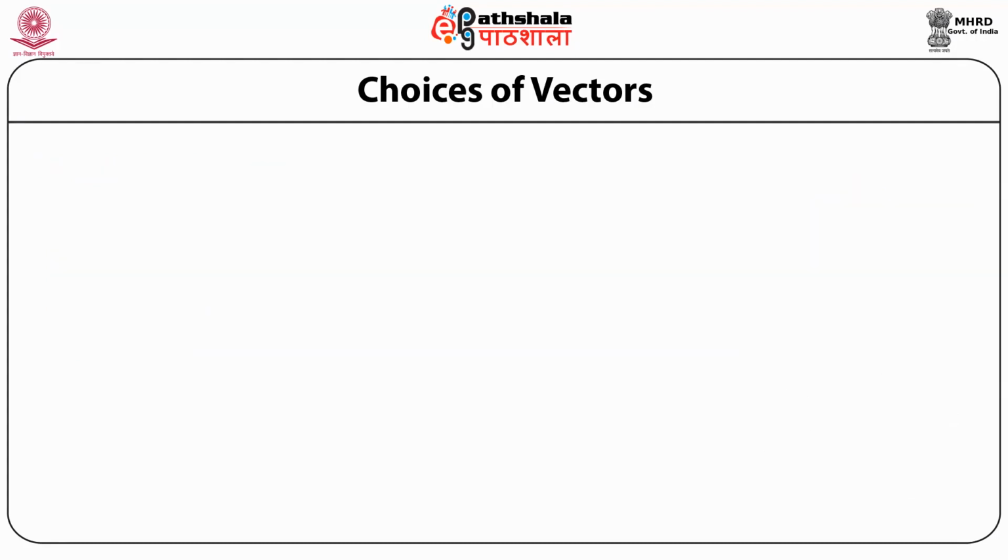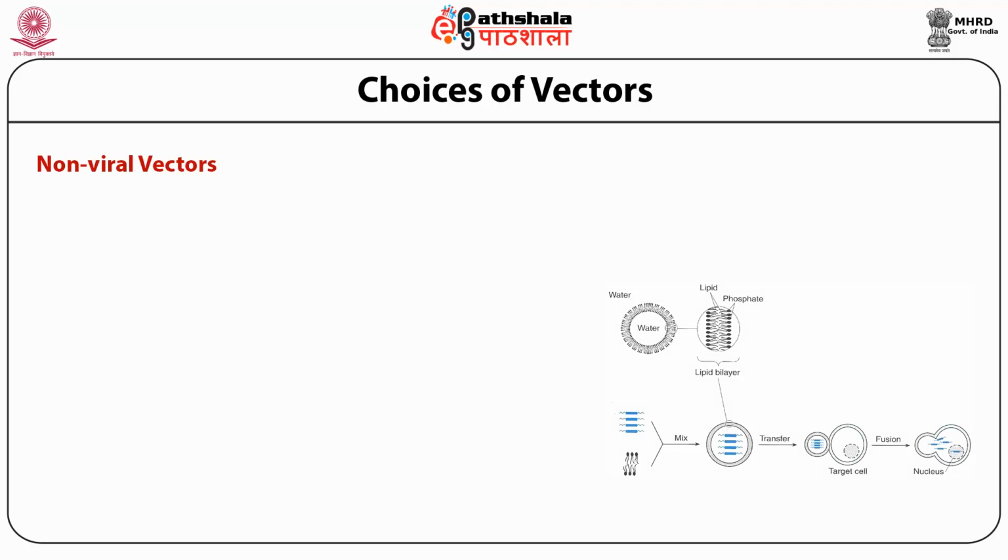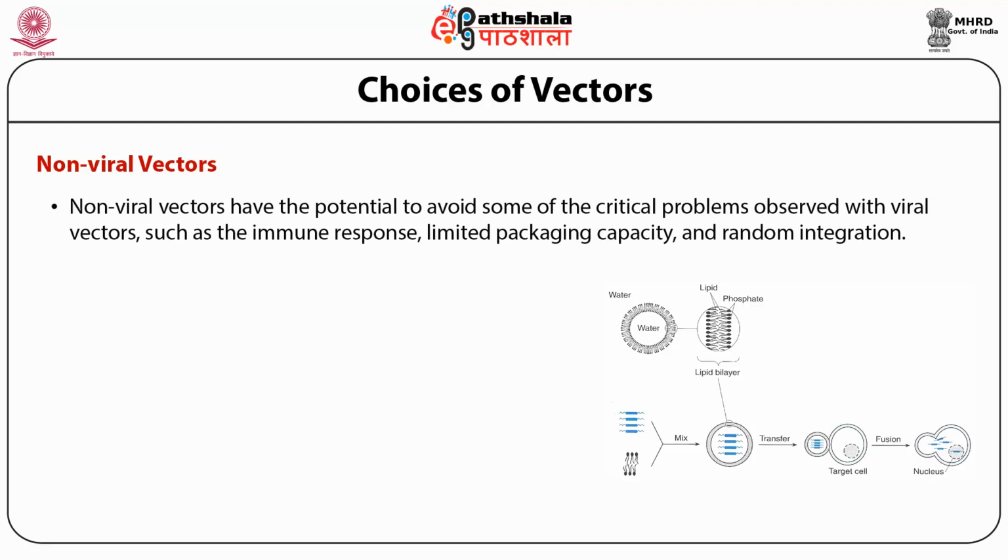So as I already discussed, there are non-viral vectors also. Non-viral vectors are basically two types which are widely used: liposomes and naked DNA or plasmid. These non-viral vectors have the potential to avoid some of the critical problems faced by the viral vectors, such as immune response, limited packaging capacity and random integration. So these are the problems which can be avoided by using non-viral vectors.